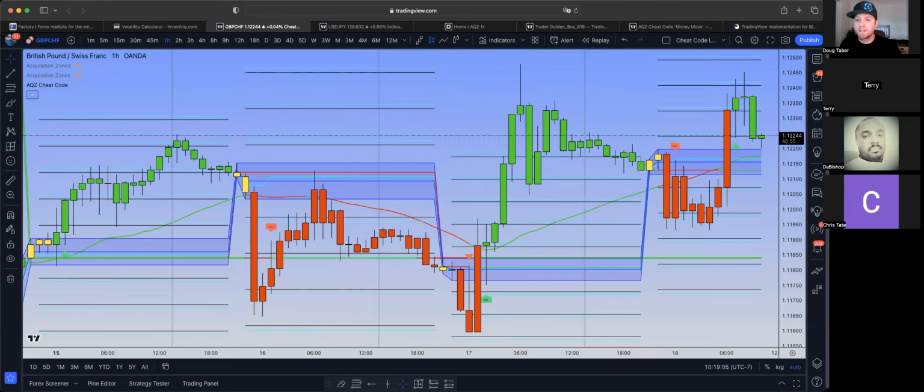Any other questions, team? Any other needs for clarification? Do you need help with anything else aside from cheat code? Maybe something's up with your chart that you don't know how to fix.